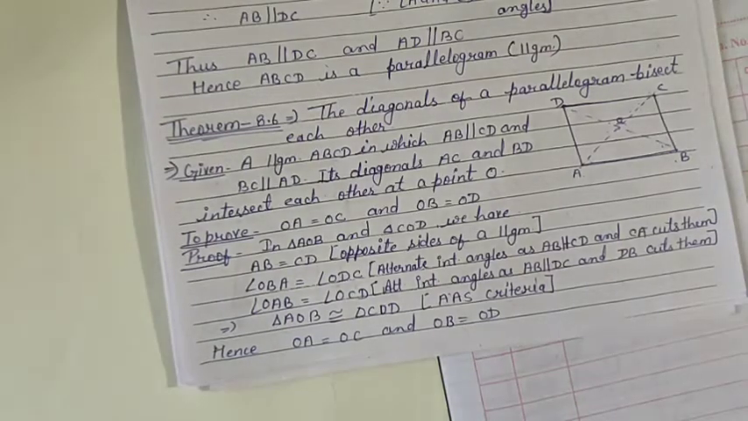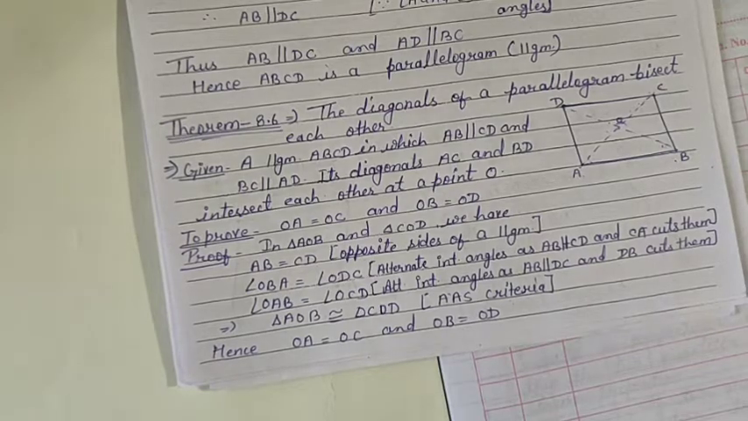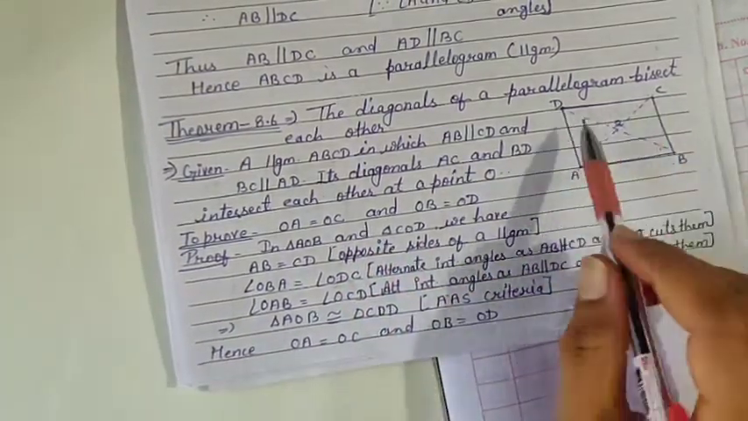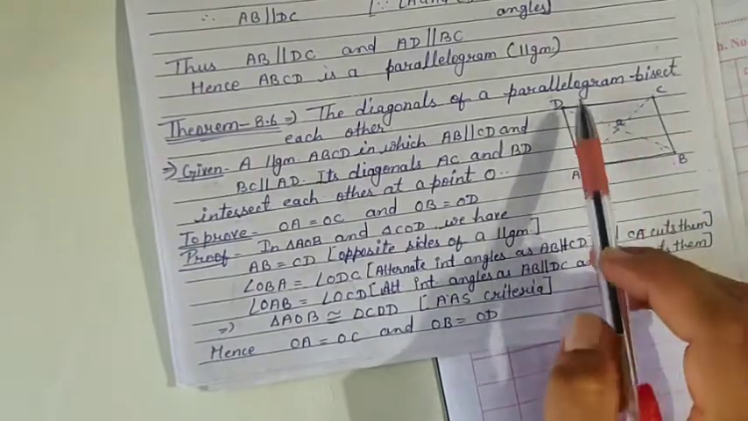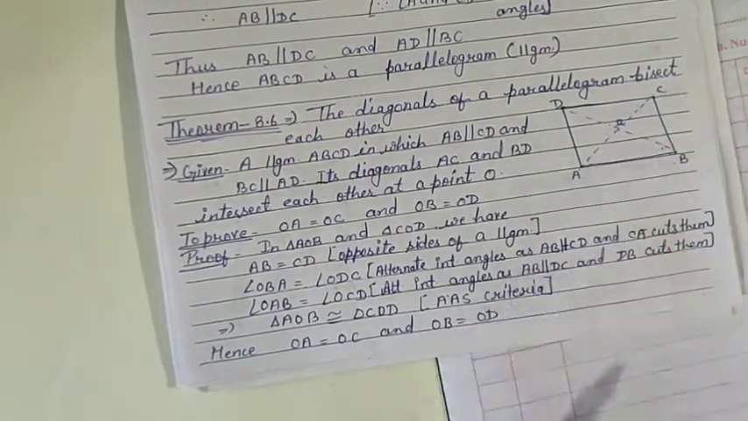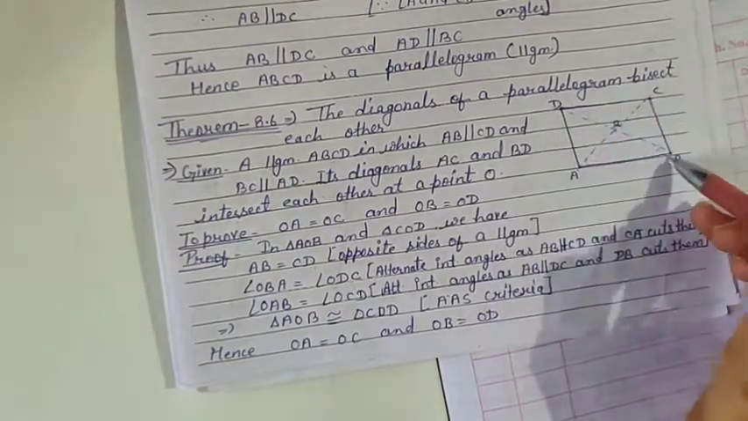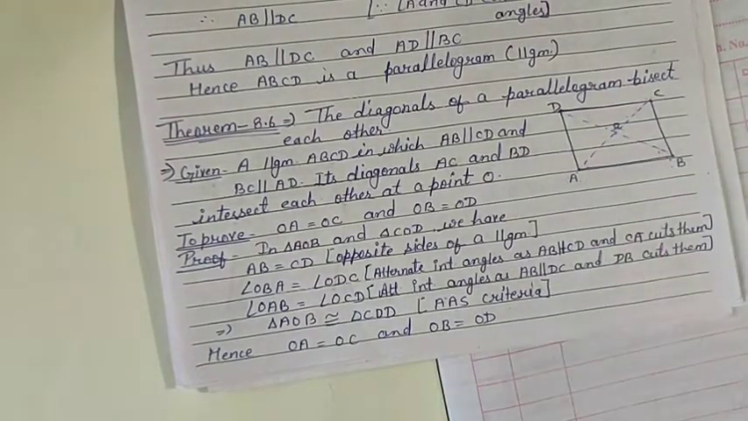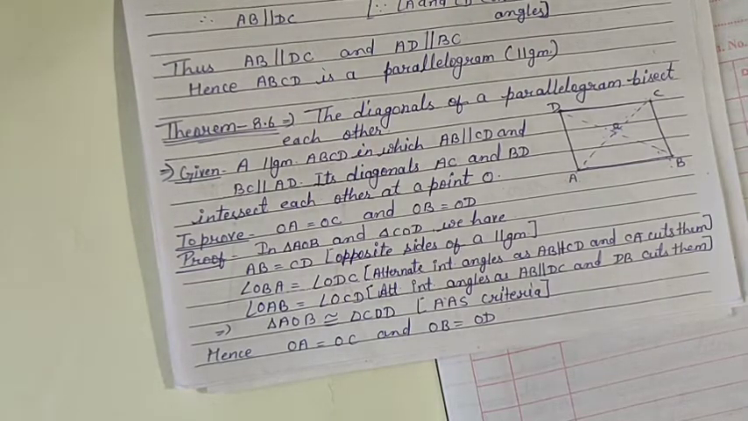Now our next theorem 8.6. The diagonals of a parallelogram bisect each other. Given that a parallelogram ABCD in which AB parallel to CD and AD parallel to BC, and its diagonals AC and BD intersect each other at a point O, and we have to prove that the diagonals of a parallelogram bisect each other. It means, what is the meaning of bisect?